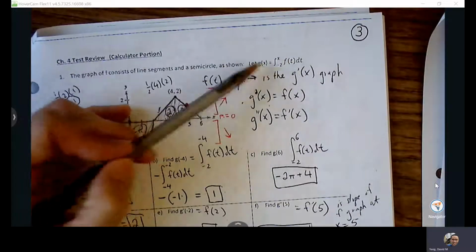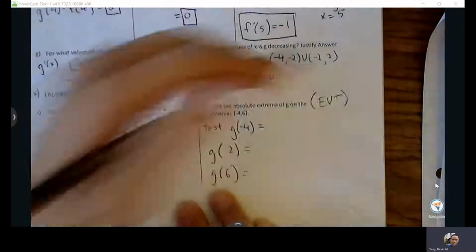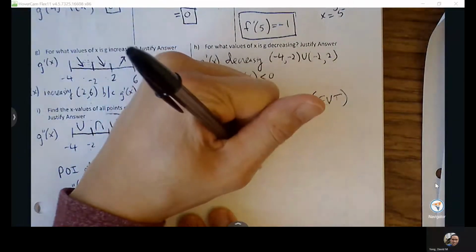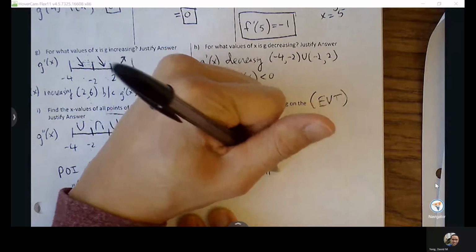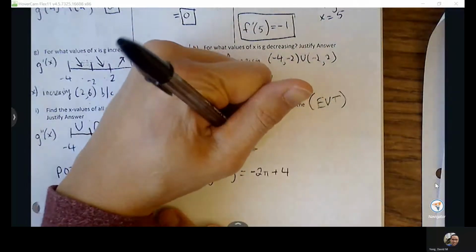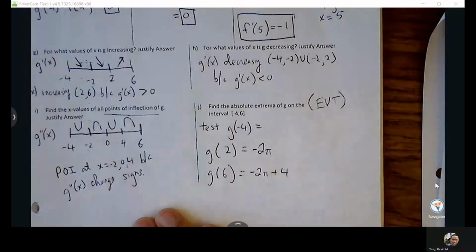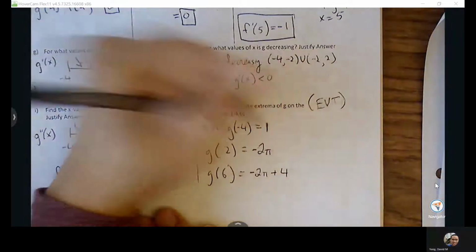I think we found most of it above already, right? If we didn't, we'll just go back to our definition and just total the values up. But we see G of 6 is -2 pi plus 4. G of 2 is -2 pi. And G of -4 is 1.